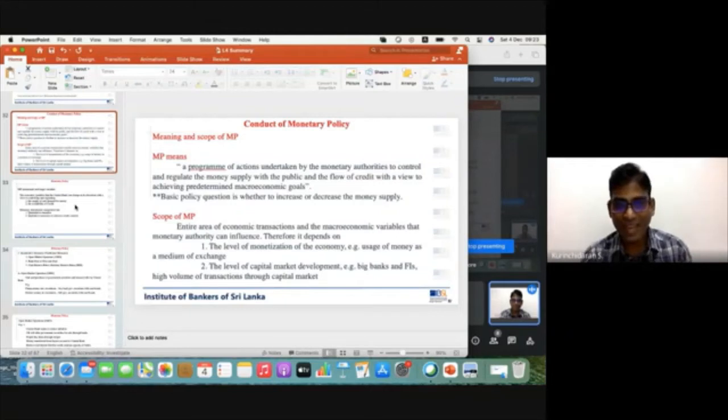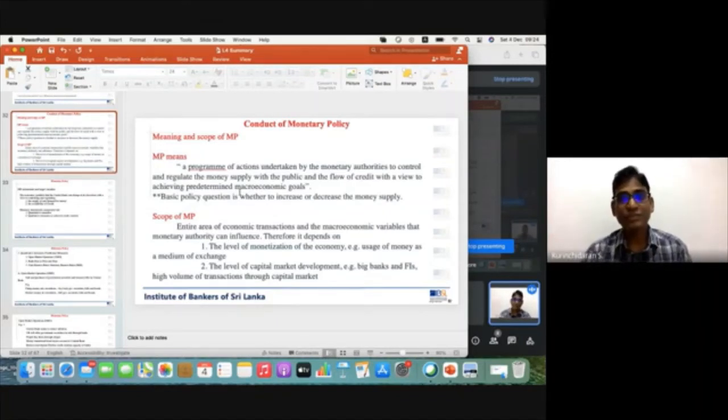So what monetary policy means is a program of actions. There are so many programs you put together and go for implementation. It's done by monetary authorities. When I say central bank, it's a monetary authority. We discussed that a common name for the central bank is the monetary authority. So monetary policy is a program of actions undertaken by monetary authorities to control and regulate the money supply.